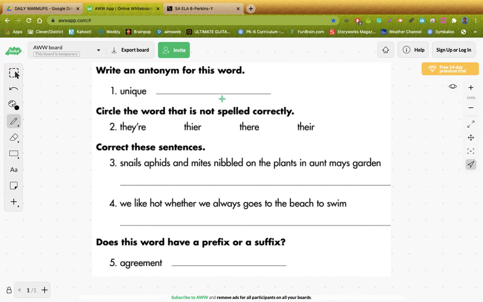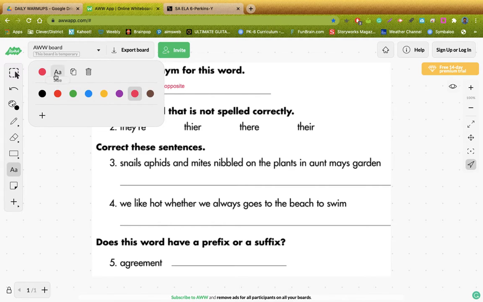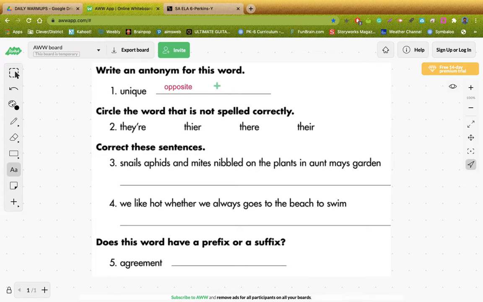Okay, so we've got an antonym question for number one. It says write an antonym for this word. Well, if you remember, guys, antonym means opposite. So you're looking for a word that means the opposite of unique. We know an antonym means opposite. Draw a little arrow there because it's fun. Antonym means opposite. So what is a word that means the opposite of unique?